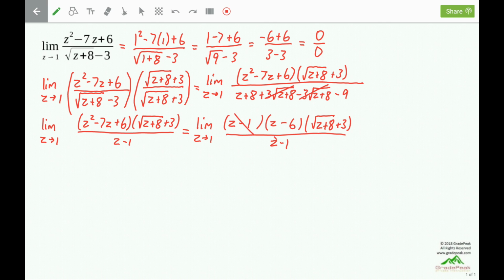We can now cancel. Those are what are making 0 over 0. So I should no longer have the 0 over 0 indeterminate form happening. I'm left with z minus 6 times the square root of z plus 8 plus 3. We can now try plugging a 1 in for each of the z values found in here.